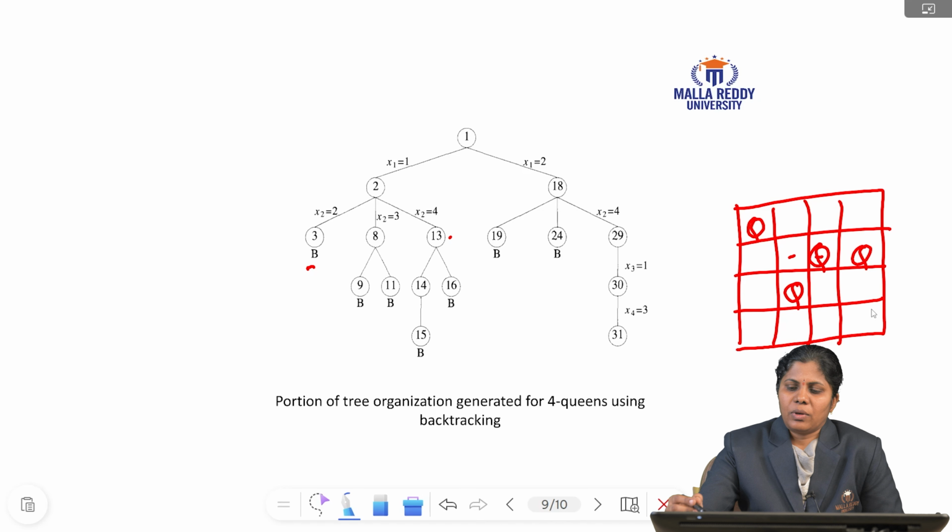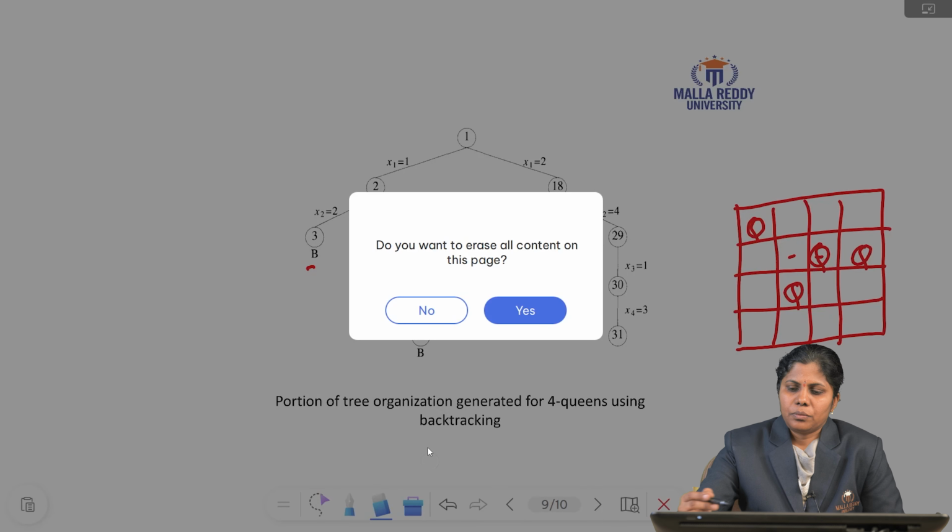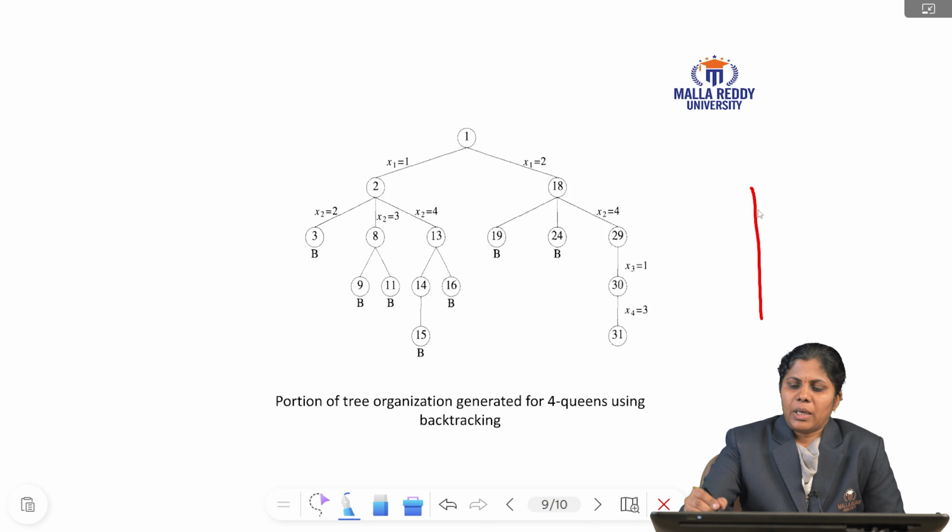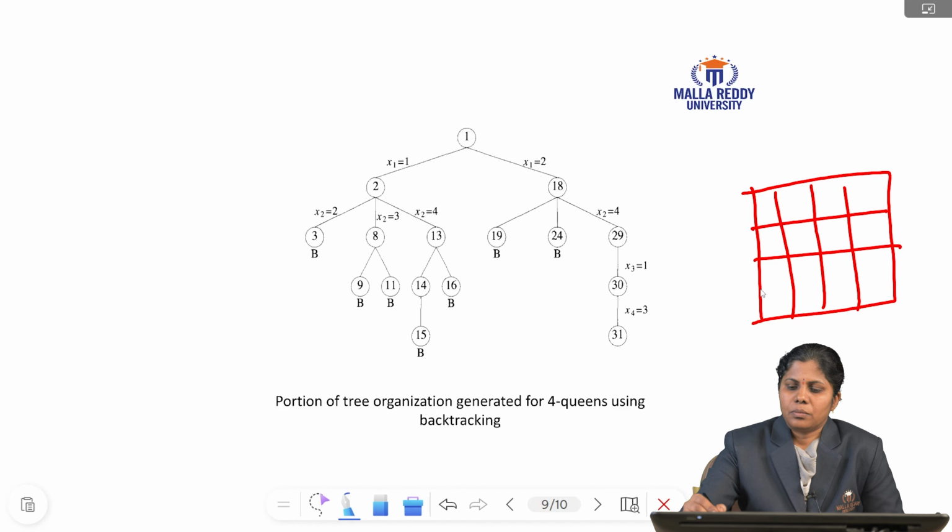Hence we go for the next path, where we place the first queen in the second column. Having placed the first queen in the second column, we have 3 options for placing the second queen. If we place x2 equal to 1 or x2 equal to 3, both queens are on the same diagonal, hence the path for backtracking stops, and we place the second queen in the fourth column. Hence the queens are not on the same diagonal.